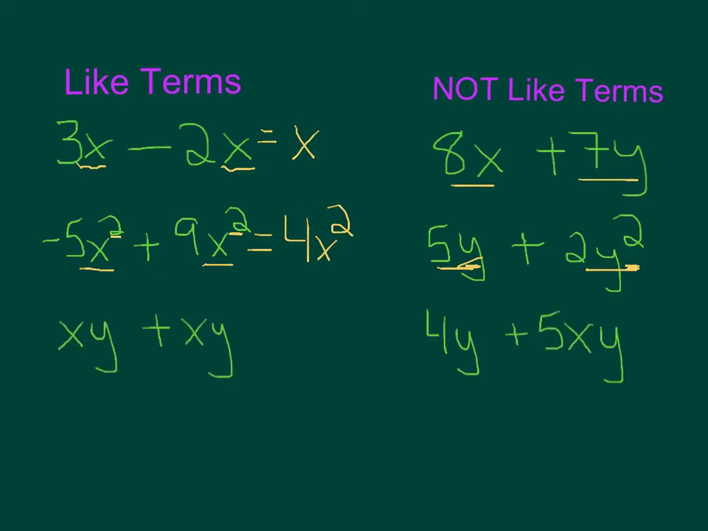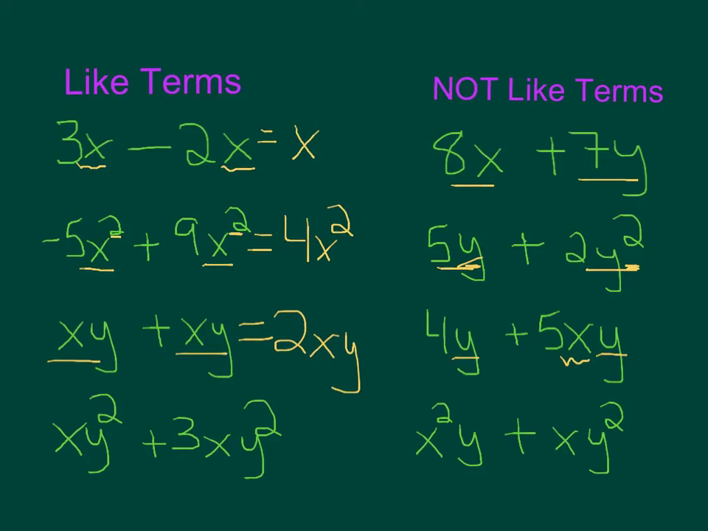Third example, xy plus xy. They both have an x, they both have a y. So how many xy's do you have? We have 2xy. But on this next example, let's see, they both have a y, but because the second term has an x and the first one doesn't, you cannot combine them. That's as far as you can go.